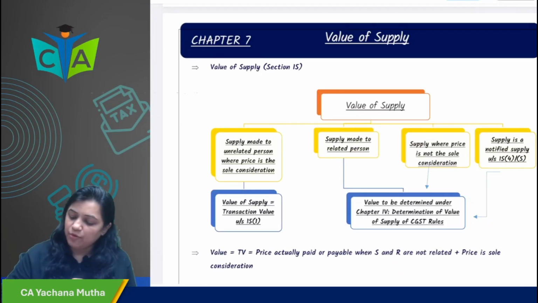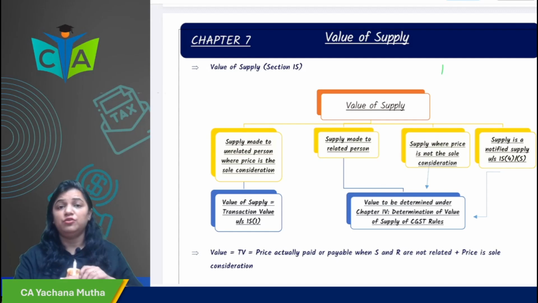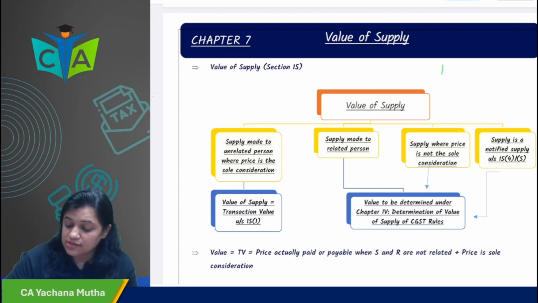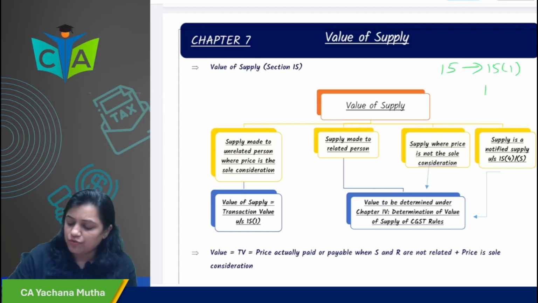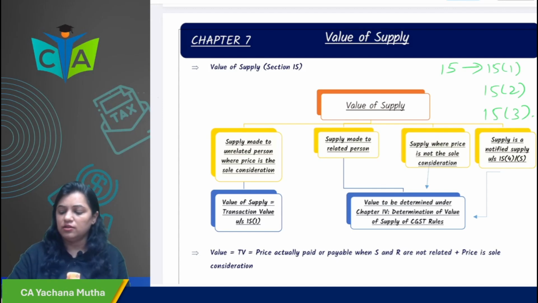Next chapter, value of supply. Very simple chapter and very important in exam. Definitely questions come from this chapter. Section 15 talks about value of supply. In this chapter we have to remember only one section, section 15. 15.1 is value, what value is to be taken: transaction value. 15.2 is inclusions and 15.3 is exclusions. That's it in this chapter.